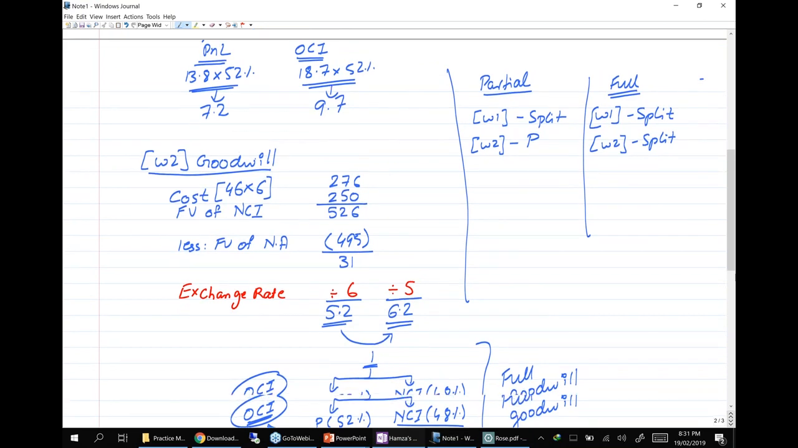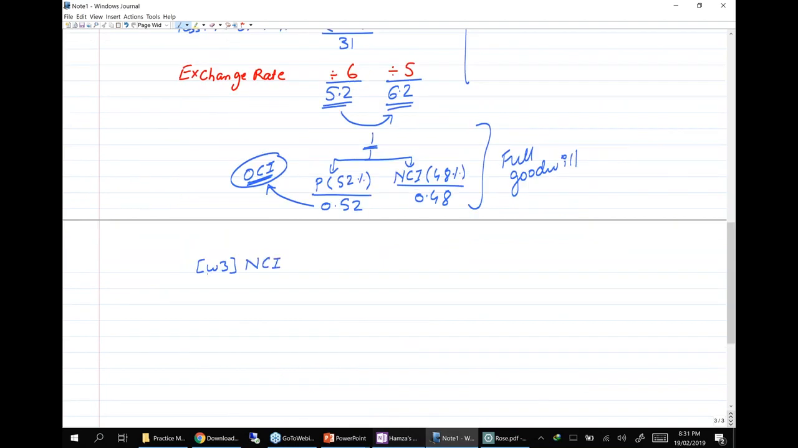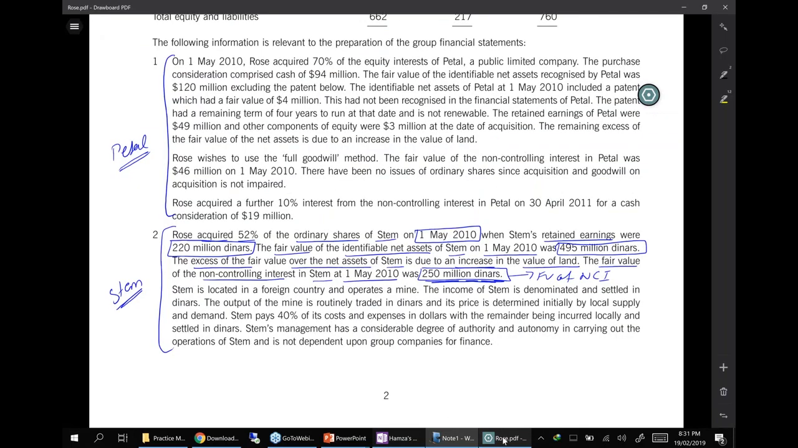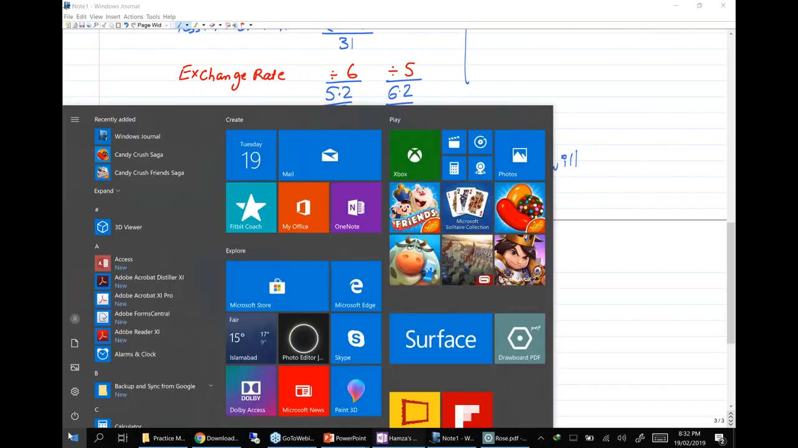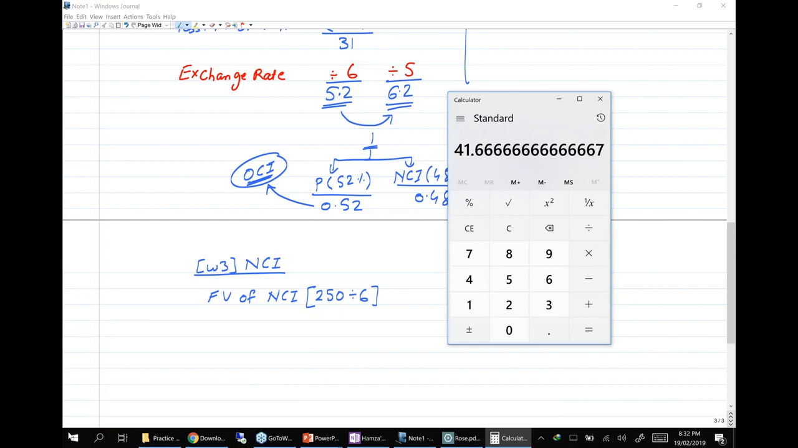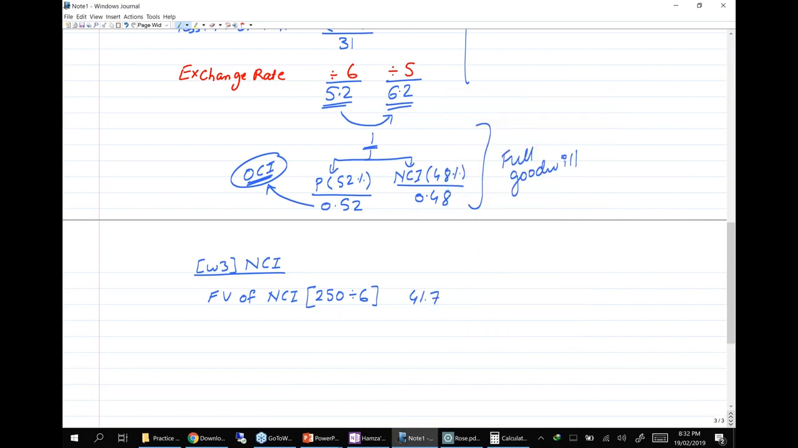Now, when we prepare working number three, which is the non-controlling interest, we start from the fair value of NCI. The fair value of NCI given to us was 250 million dinars. Because this was in dinars, we are going to divide this by the exchange rate at the date of acquisition, which is 6. So 250 divided by 6 is going to be 41.7. So the fair value of NCI is 41.7 initially at the date of acquisition.